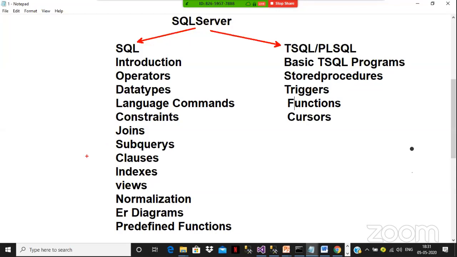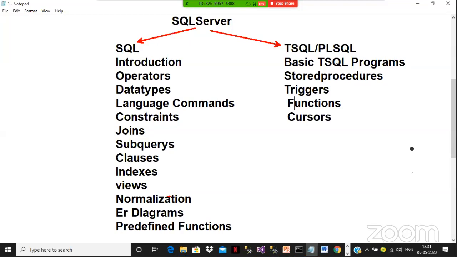Then we'll discuss clauses like order by clause, group by clause, from clause, with clause, where clause, having clause. Different clauses are there in SQL. We'll cover all those things. Next, we'll discuss indexes, clustered index and non-clustered index. Next, views, simple views, complex views, all these concepts. Next, normalization is also very important: how to design the database in a proper manner. Very powerful, normalization. I will explain it to you. Next, ER diagrams, entity relationship diagrams. A diagrammatic representation of a database is an ER diagram.